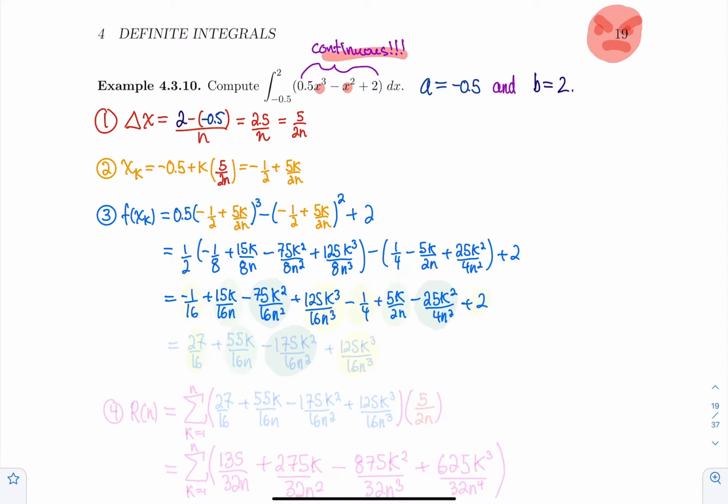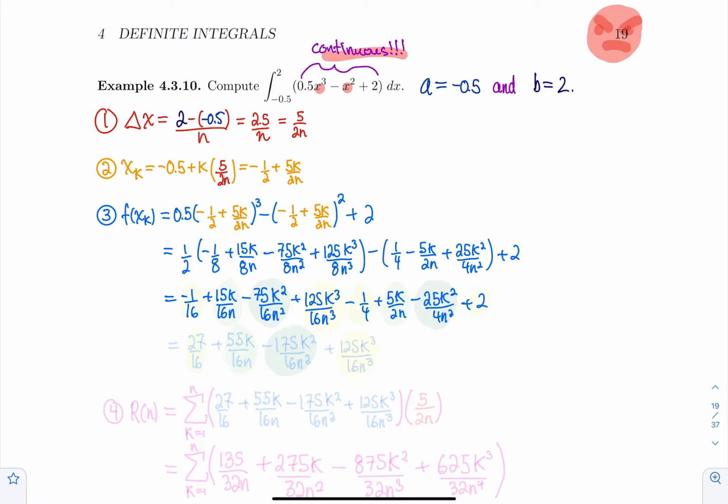Okay, so I just multiply through by 1/2, and this is how I got first my minus 1 over 16 plus 15k over 16n minus 75k squared over 16n squared plus 125k cubed over 16n cubed. And then if you distribute the minus sign, you get minus 1 over 4 plus 5k over 2n minus 25k squared over 4n squared plus 2. So just multiplication by 1/2, and distribution of the minus sign. Now I have my equation. Now I want to regroup all the terms together.